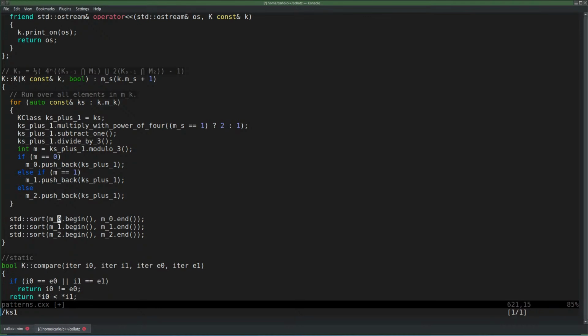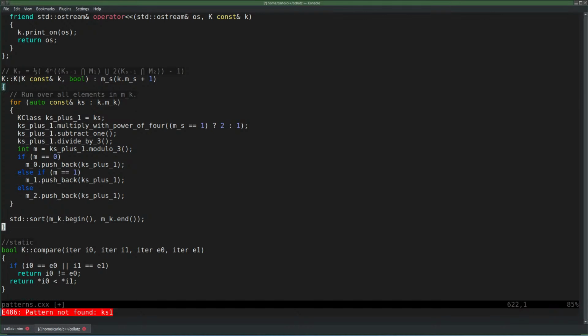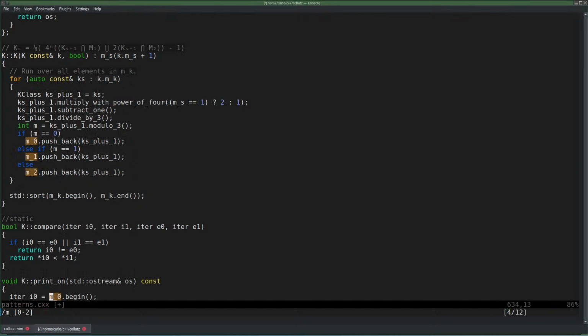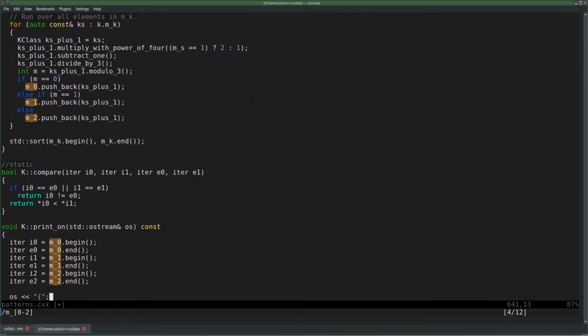And I guess sorting is no longer needed, or am I mistaken here? I don't think sorting is needed here anymore. Might be needed, but I'm not sure. But I might as well sort it, why not?